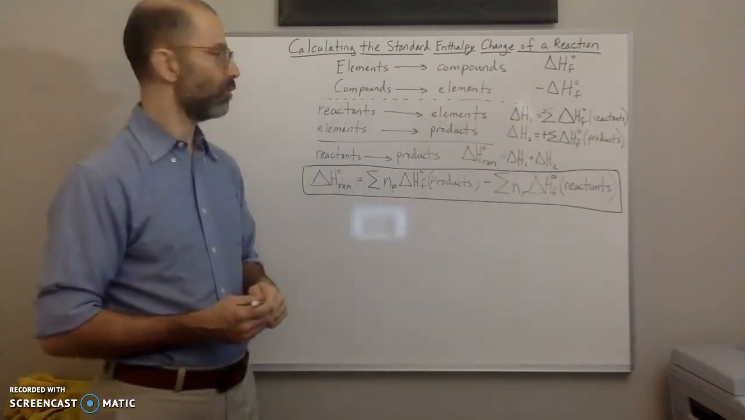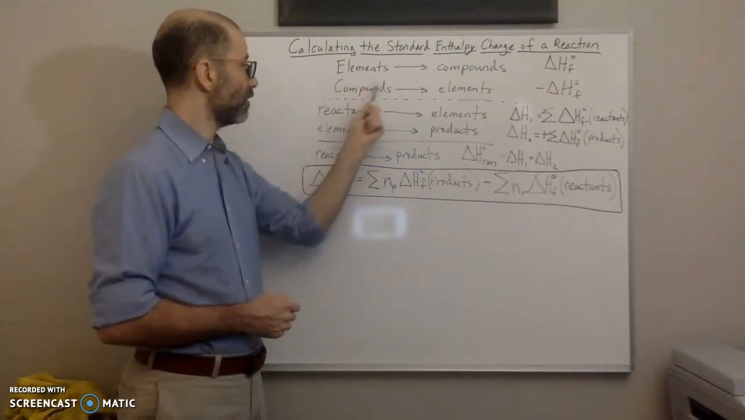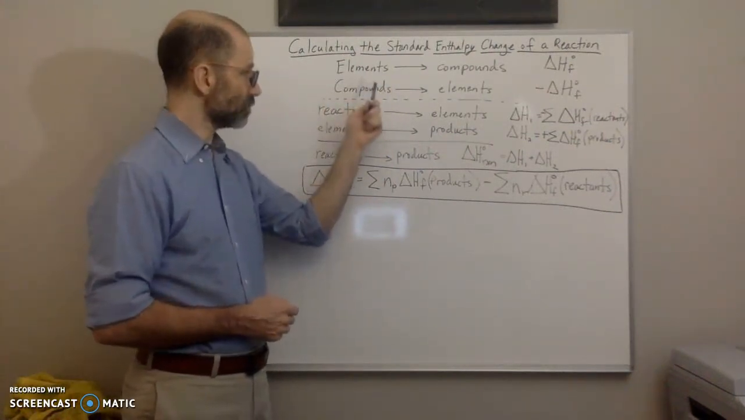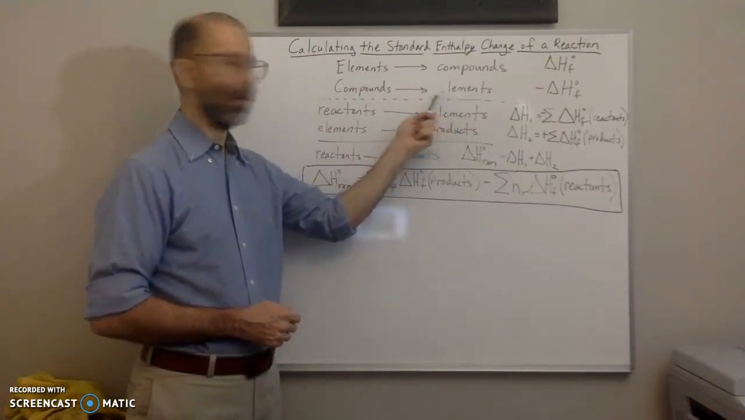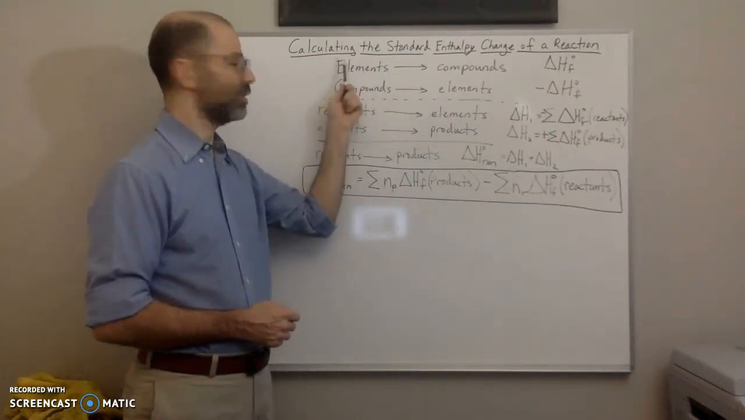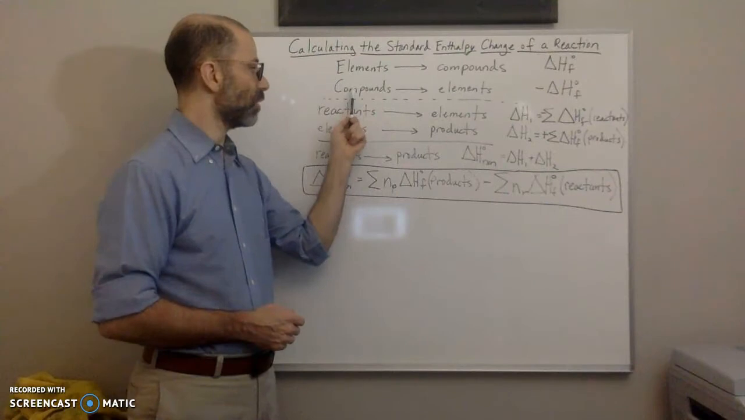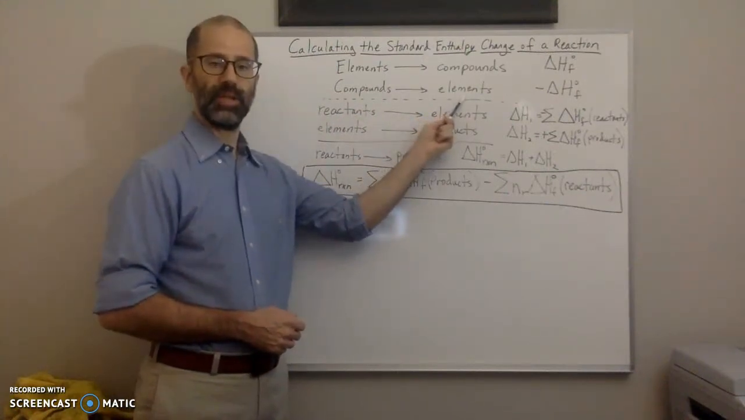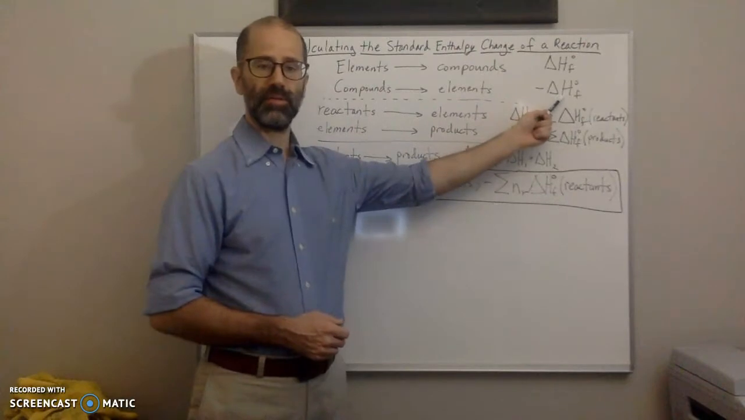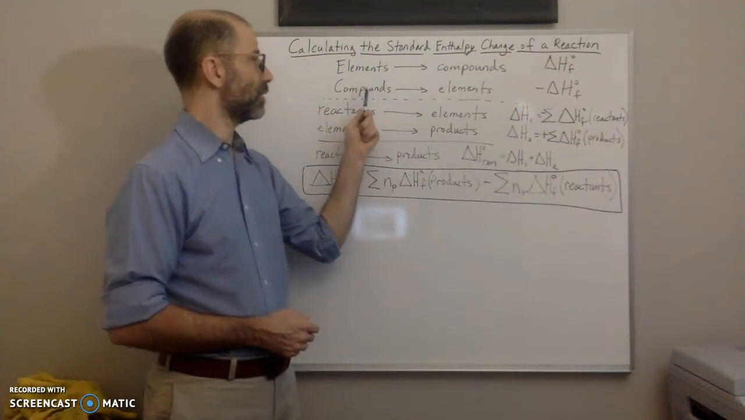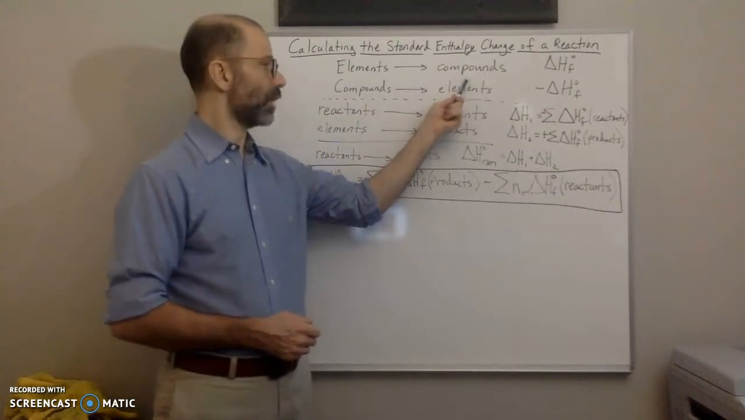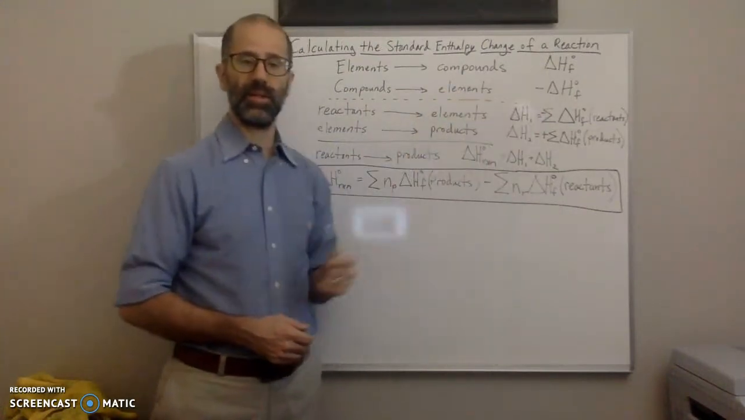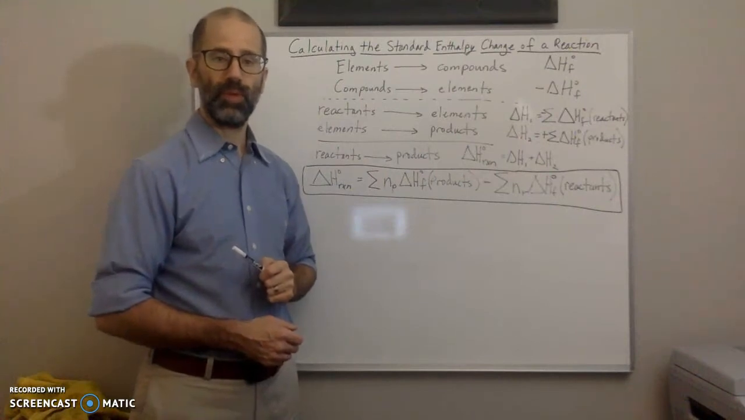So if we use that, if this was a reaction with reactants and products, you could be taking your reactants and breaking them down into their elements in their standard states, and then taking the negative of the standard enthalpy of formation for each reactant. And then you could take those elements and put them back together into their compounds. And then that would be the standard enthalpy of formation for the products.